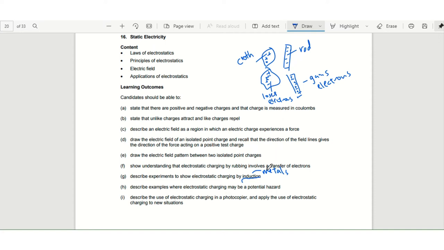Coming back to this, describe experiments to show electrostatic charging by induction. More often, the question involves giving you a scenario and you explaining or describing what happens. So you will need to be able to do this. Let me give you a very common example.